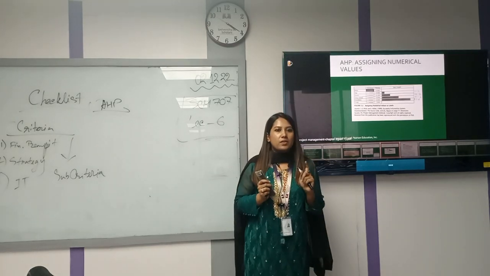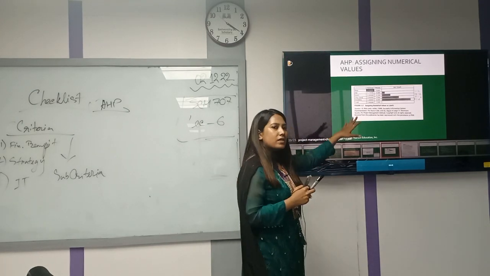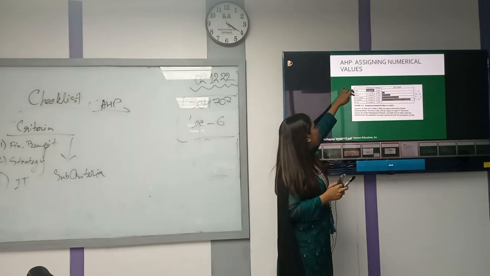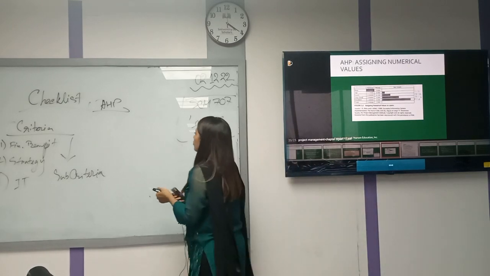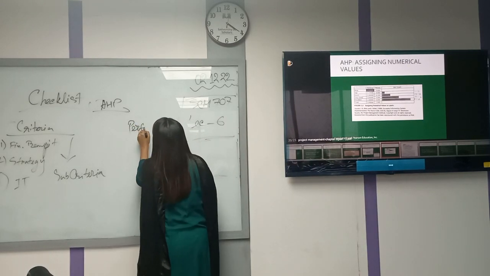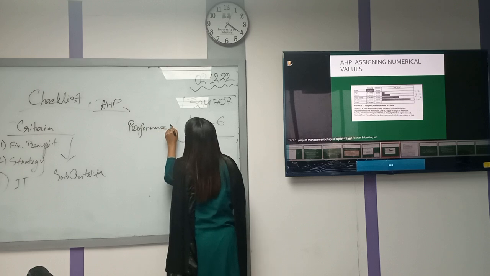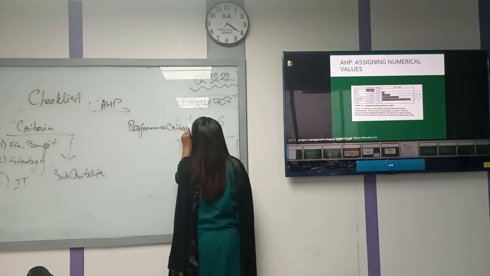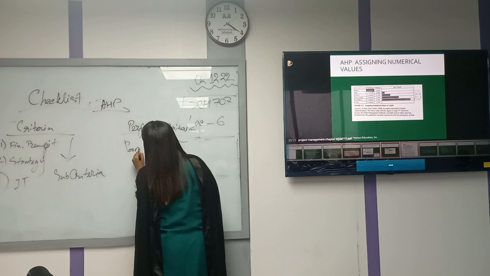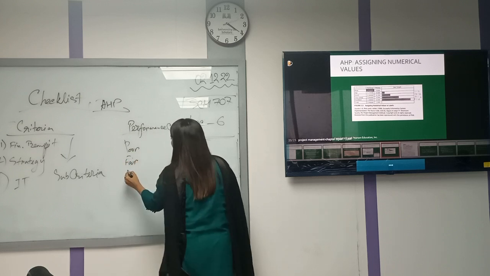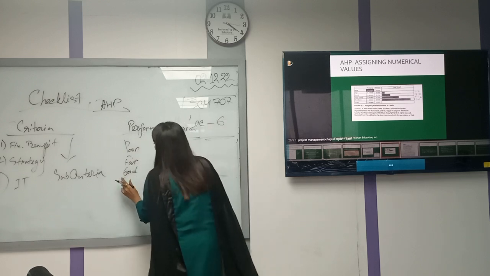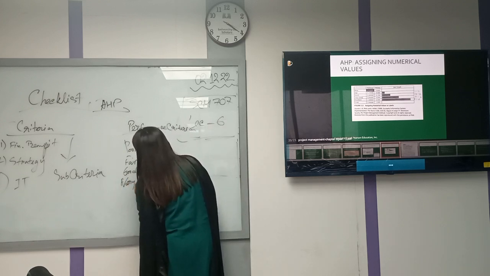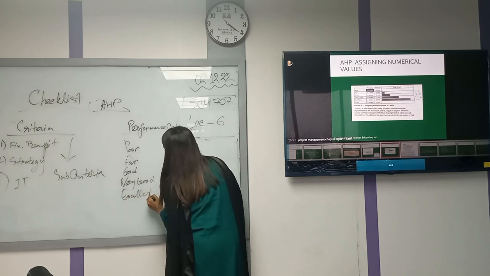ওকে, এখন আসেন দ্য পারফরমেন্স ক্রাইটেরিয়া। সো আমাদের পারফরমেন্স ক্রাইটেরিয়া হিয়ার ইজ পোর, ফেয়ার, গুড, ভেরি গুড, এক্সেলেন্ট অ্যান্ড টোটাল। দিজ আর দ্য ক্রাইটেরিয়াস। So performance criteria এখানে হচ্ছে poor, fair, then good, very good and excellent. So these are the performance criteria.